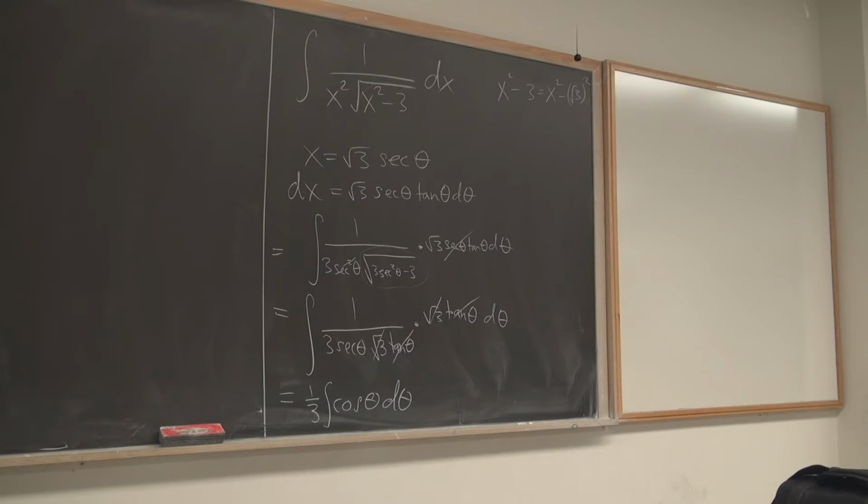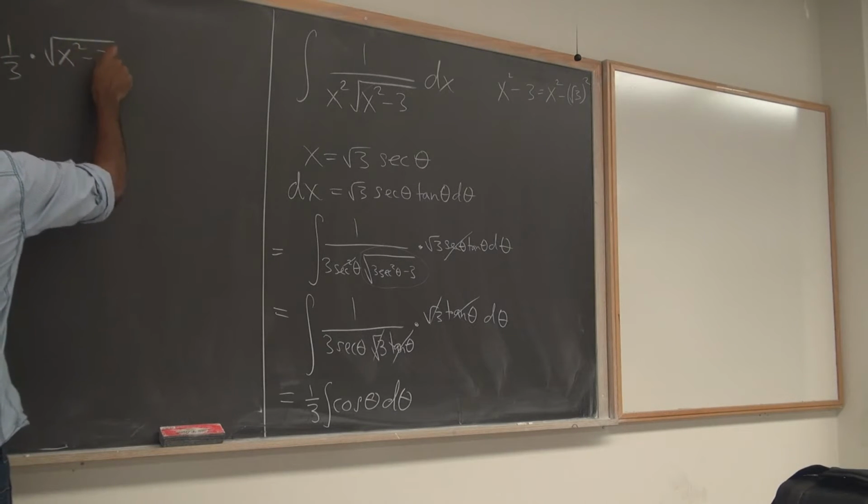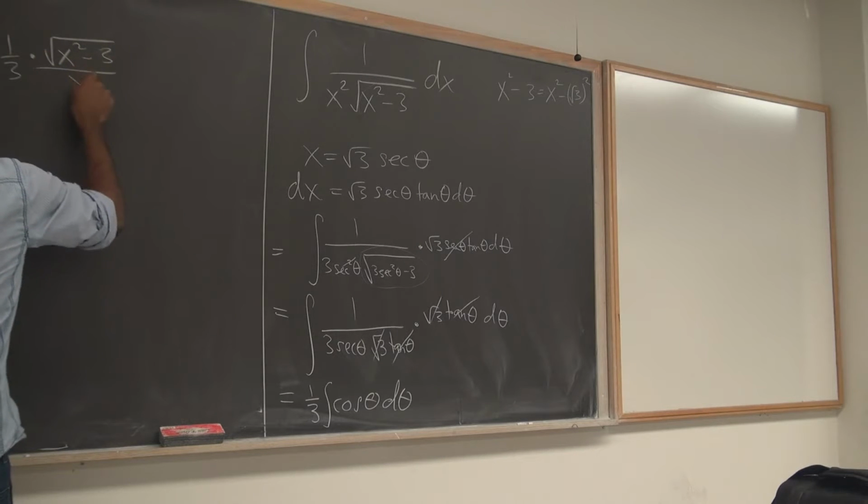And so then I know that sine theta here would be what? Opposite over hypotenuse by SOHCAHTOA. So this would be radical x squared minus 3 all over x. This means the final answer is 1/3 times radical x squared minus 3 all over x.